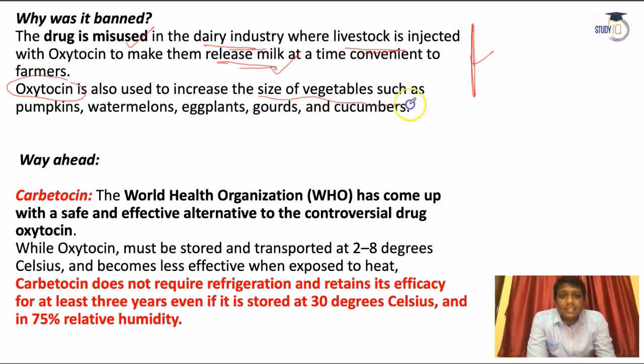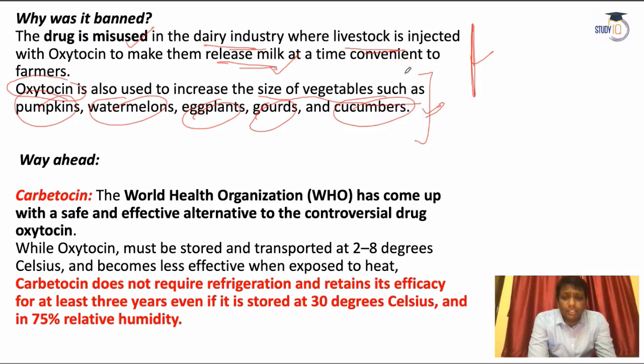It also increases the size of vegetables such as pumpkin, watermelon, eggplants, gourds, and cucumbers. So these sizes also increase. A 1 kilo watermelon, if you give an injection at night, becomes 3 kilograms in the morning. See, the alternative to oxytocin is carbetocin. You remember carbetocin? The World Health Organization recommended it, so why don't you use carbetocin?